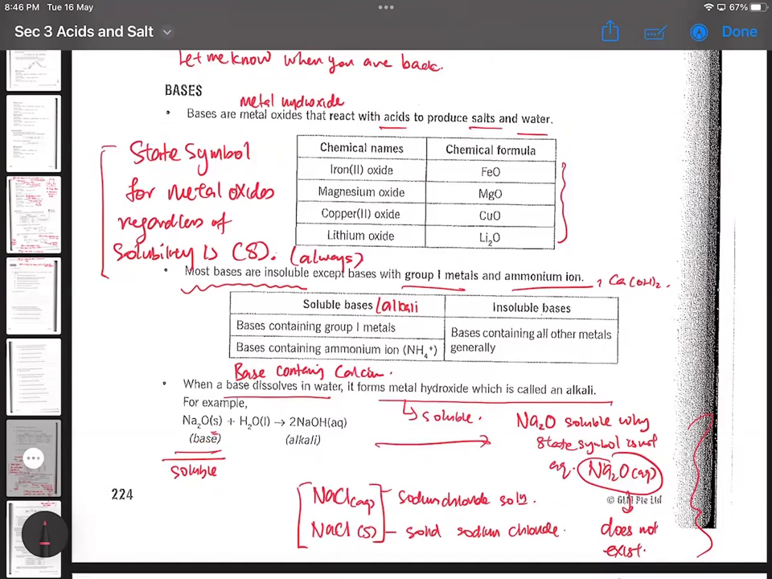Okay, so in a nutshell, what's important over here? Number one, bases are metal oxides or metal hydroxides. And if they are soluble, they are called alkalis. And the alkalis are the soluble OH. And then when you write the equation, state symbols for metal oxides, always solid. Okay, if you can remember this few, good enough. Help me jot this down. We'll move over in a minute. Anyone lost, want to check with me anything before we move on?